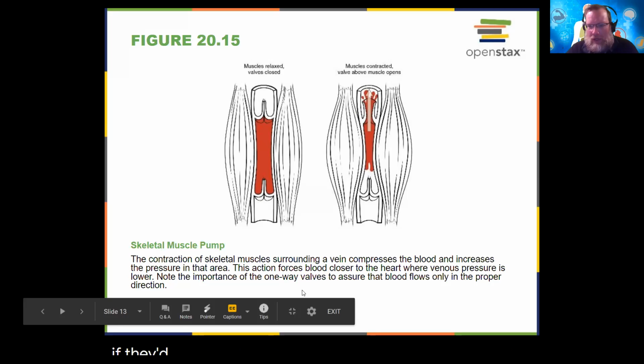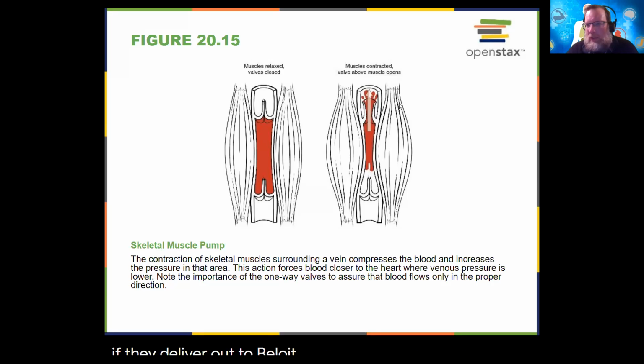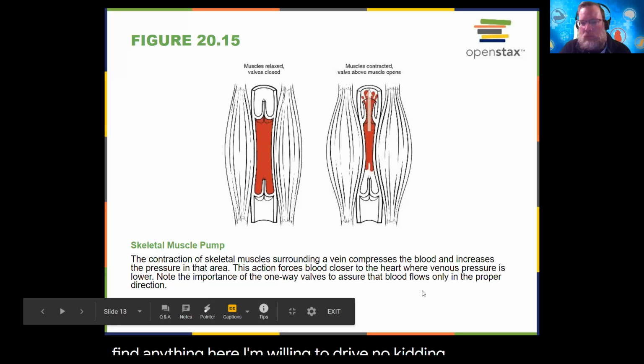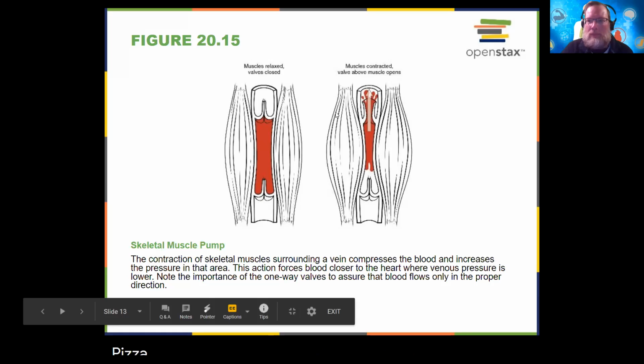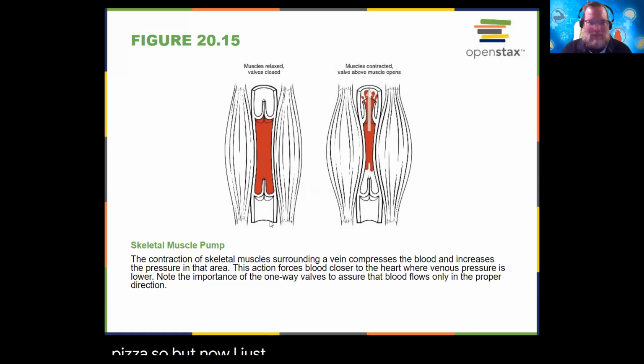I don't know if they deliver out to Beloit. Yeah, good pizza. I live in Beloit, and man, there's nothing here for pizza. No offense, Craig, but Domino's is, well, I guess this isn't offensive, but I mean, the best pizza in Beloit is probably a chain. Right? I can't find anything here. I'm willing to drive, no kidding, no joke. I'm willing to drive 40 minutes down to Rockford to get real pizza. But no, just teasing. Sort of. It's hardly food, and you know that.